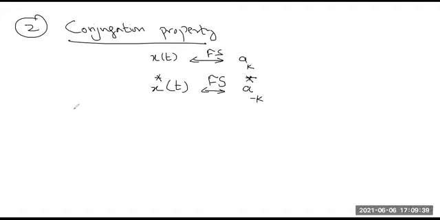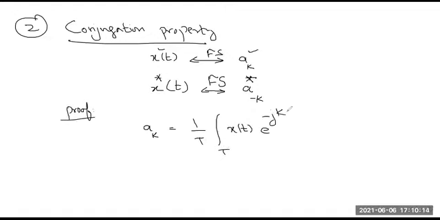So let's try to prove this property. Okay, so what could be the proof of this property? The Fourier series relationship between a k and x of t is, let's say, a k equal to 1 over T integration over T x of t e power minus jk omega naught t dt. This is the relationship that we have derived.